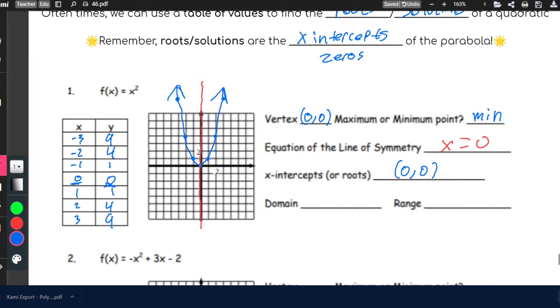Who could tell me the domain? All real numbers. That fancy R. Our range is y is greater than or equal to 0. It is pointing upwards. Our y component of our vertex is 0. I'm going to rewrite that because that looks like garbage.